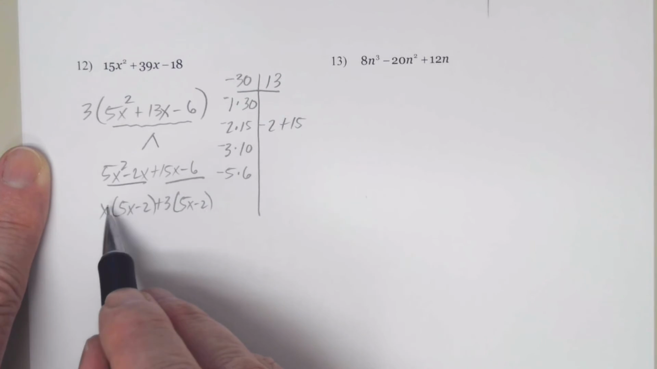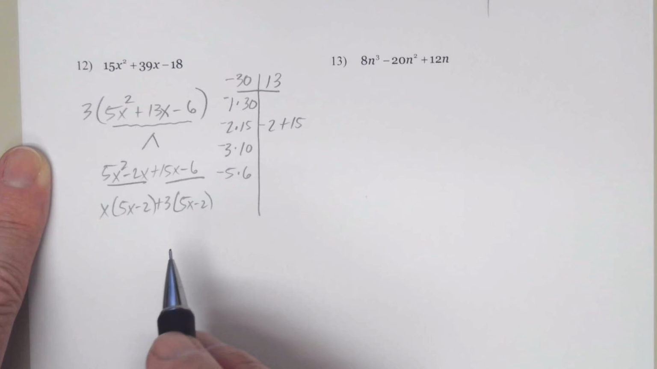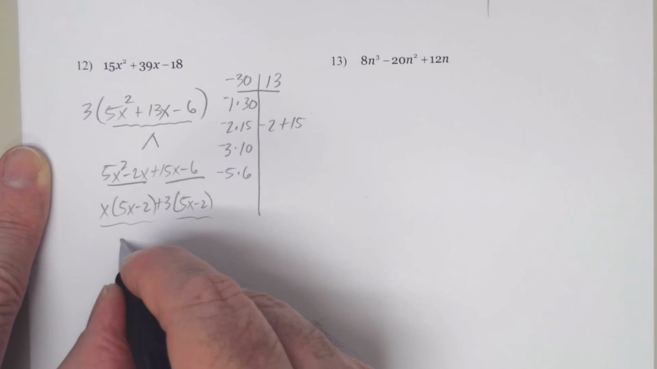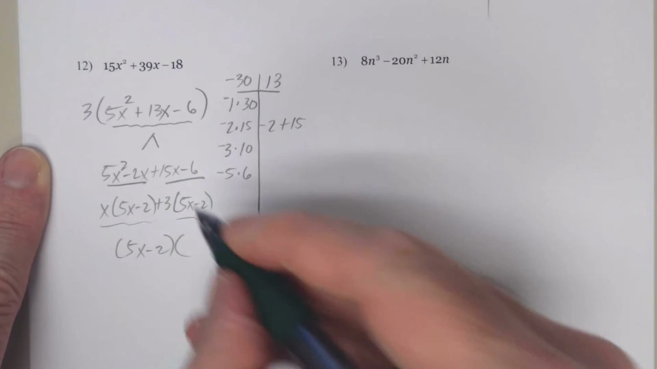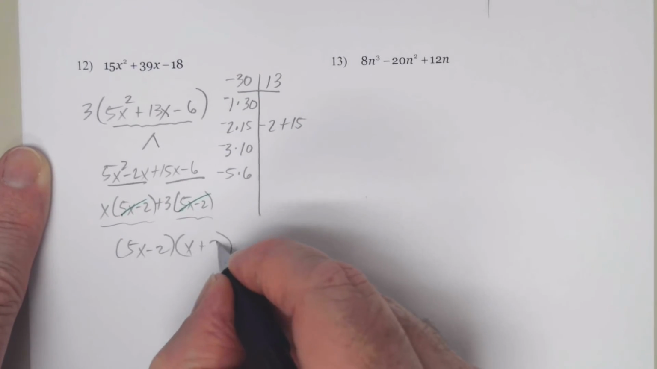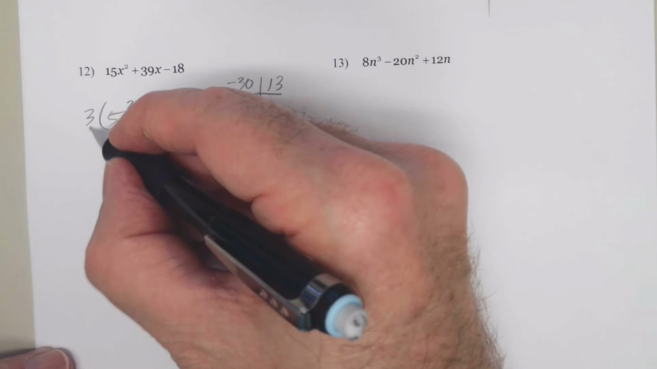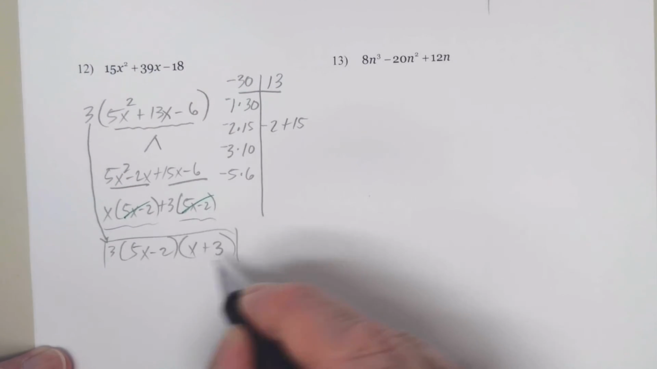Again, you could distribute here, you should get that. Distribute here, you should get that. If you wanted to check yourself, our common factor is 5x minus 2. And when you cross out those factors, you can see the other factor is going to be x plus 3. Don't forget, got to bring that 3 down. That's part of my answer.